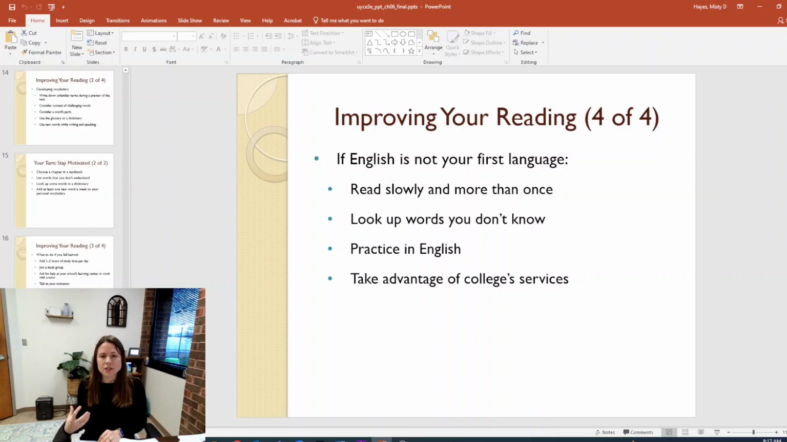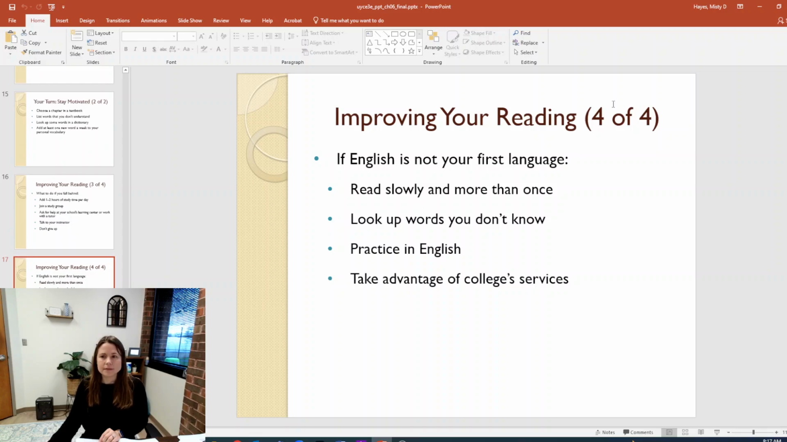The last strategy is really going to be, let's say that English is not your first language. It's important for you to read slowly and more than one time. Make sure you look up words you don't know, practicing English. Take advantage of any of the college services that's going to help you so that way you can understand the content.